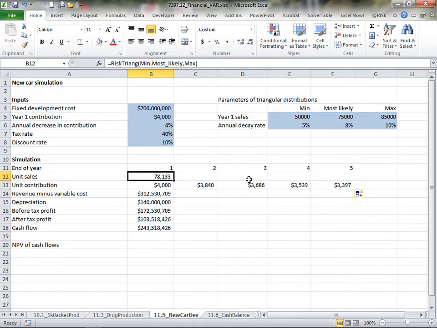Now, how am I going to model sales? Well, I'm told that my sales decay, but they don't decay uniformly like my margin does. My contribution margin decreases 4% year in and year out. My sales, on the other hand, are decreasing by, well, we don't know. It's given a range of values between 5% and 10%, and that range is triangularly distributed. So how should we model that? Any ideas?